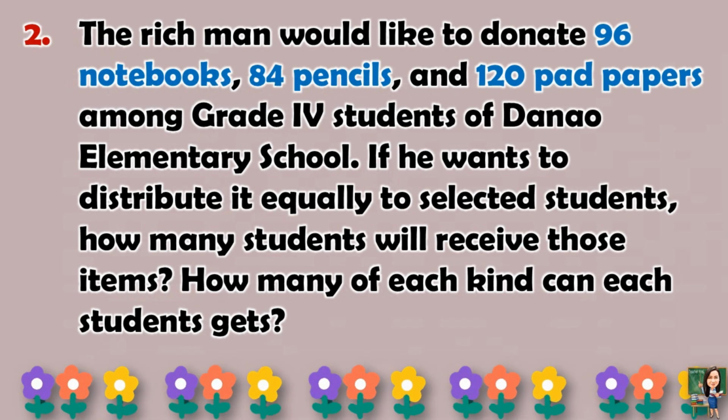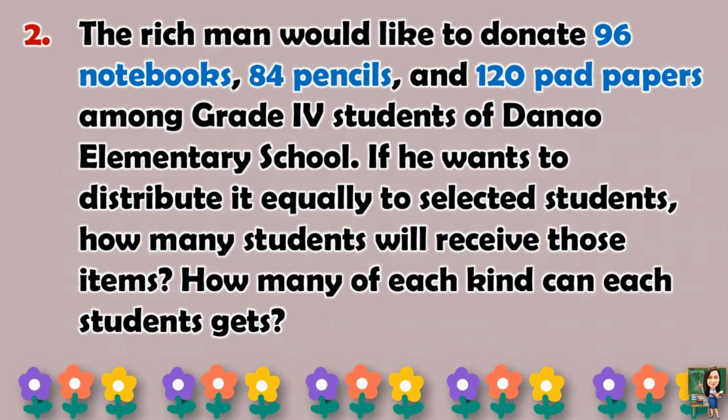Number 2. The rich man would like to donate 96 notebooks, 84 pencils, and 120 pad papers among grade 4 students of Danao Elementary School. If he wants to distribute them equally to selected students, how many students will receive those items?